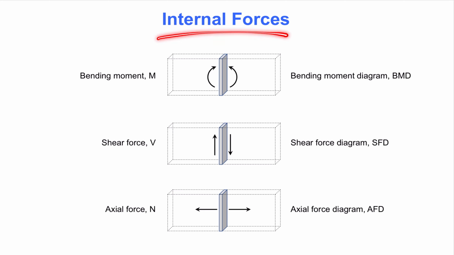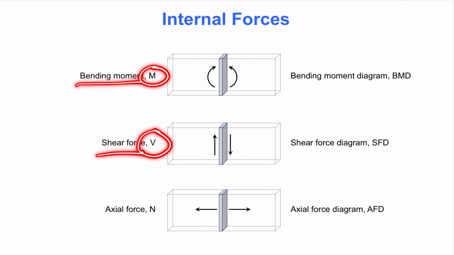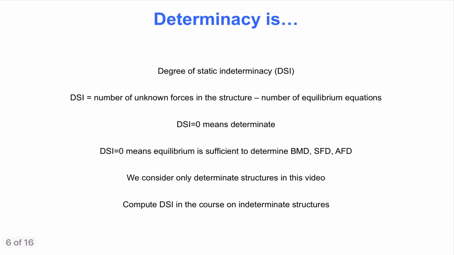Here is the bending moment inside a member, whose magnitude is drawn in a bending moment diagram. Here is the shear force inside a member, whose magnitude is drawn in a shear force diagram. Here is the axial force inside a member, whose magnitude is drawn in an axial force diagram. Notice that the symbols M, V, and N are often used for the bending moment, shear force, and axial force, respectively.